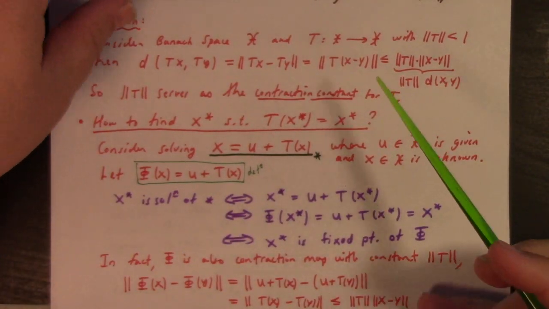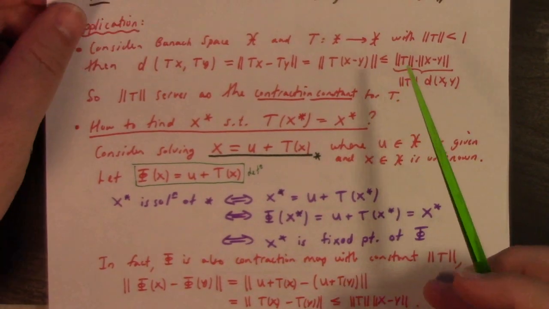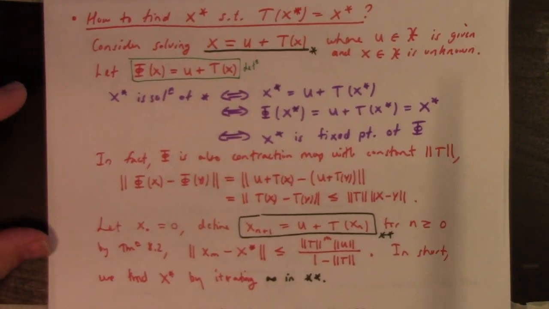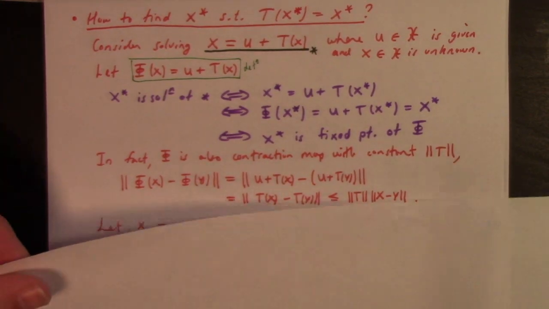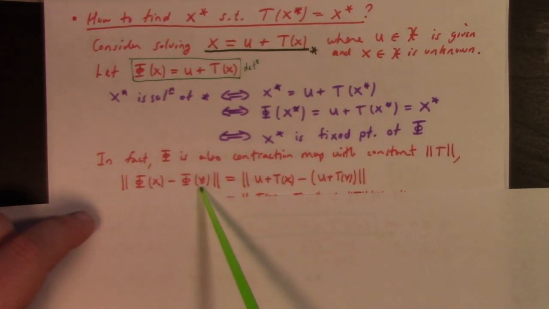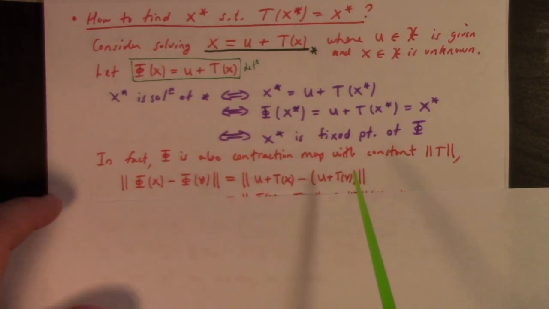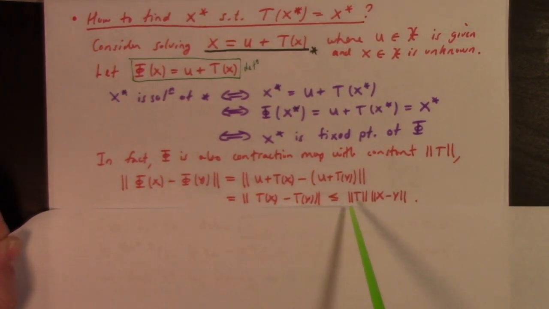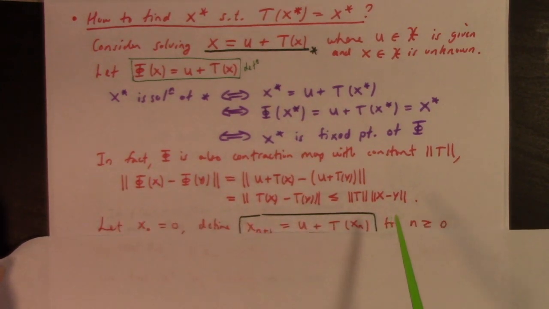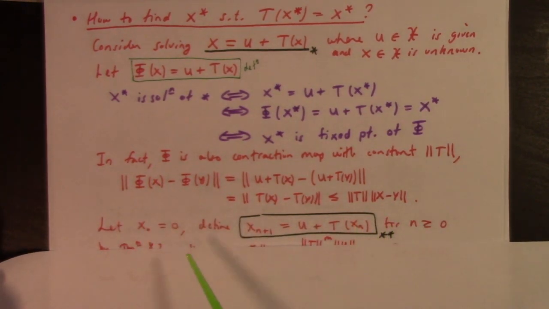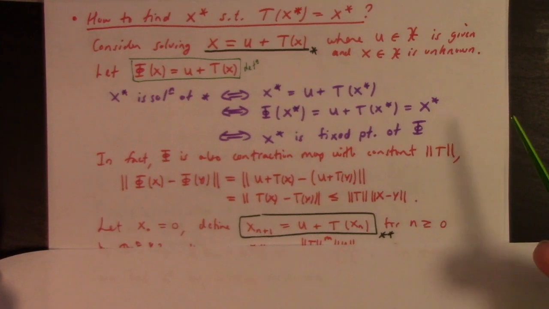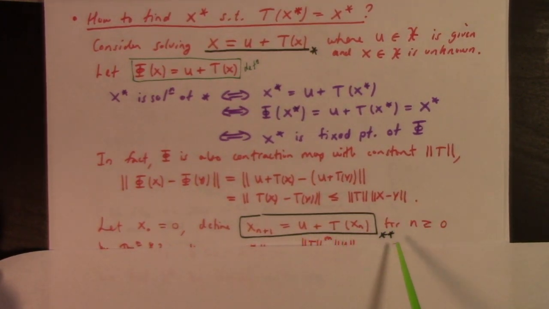But phi so defined is in fact a contraction map with, again, contraction constant norm of t because of this little calculation right here. The difference of phi, the u's cancel, then we get the difference of t at x and y, and so we're right back where we started again. At this point, they say, okay, so suppose x sub 0 is 0 and define x sub n plus 1 to be u plus t of xn. Here u is given, and t is given. And so this is how we iterate.